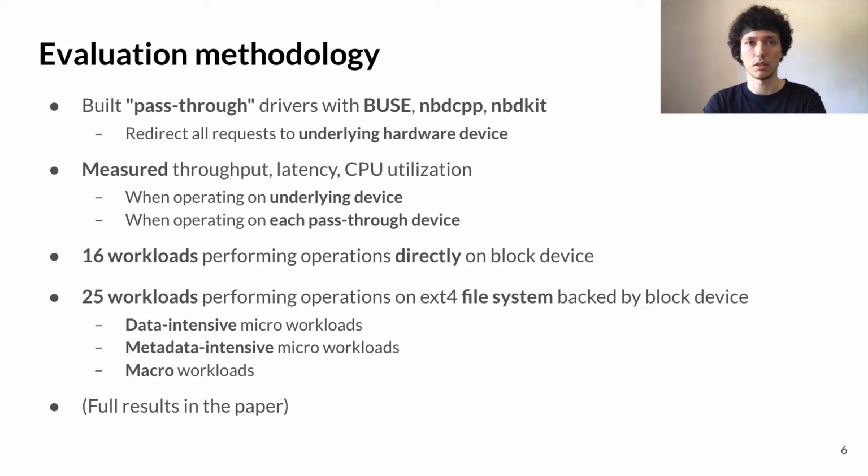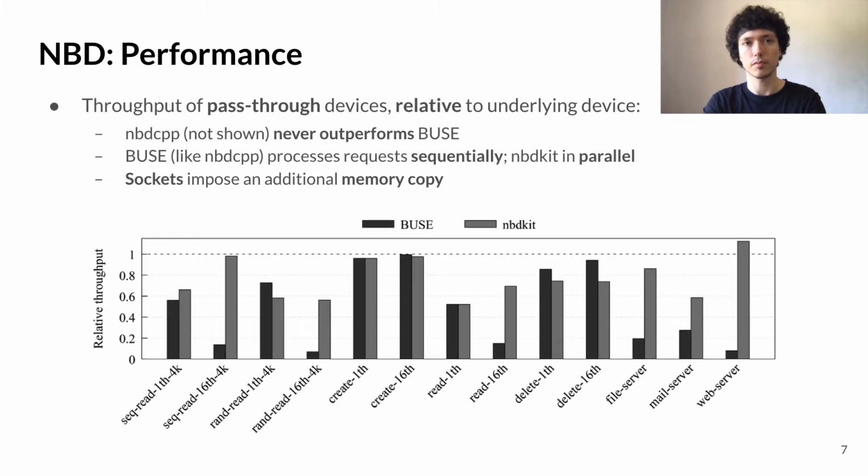In the remainder of this presentation, we show only results for throughput obtained under a subset of the workloads operating on the ext4 file system, and using an enterprise NVMe SSD as the underlying device. More details and the full results can be found in the paper.